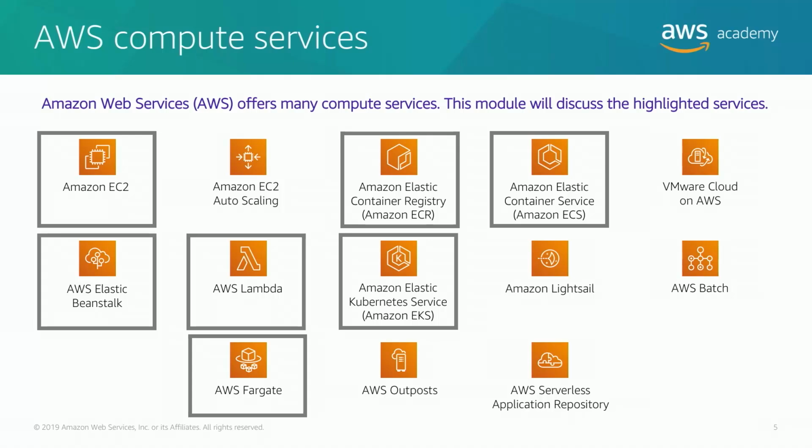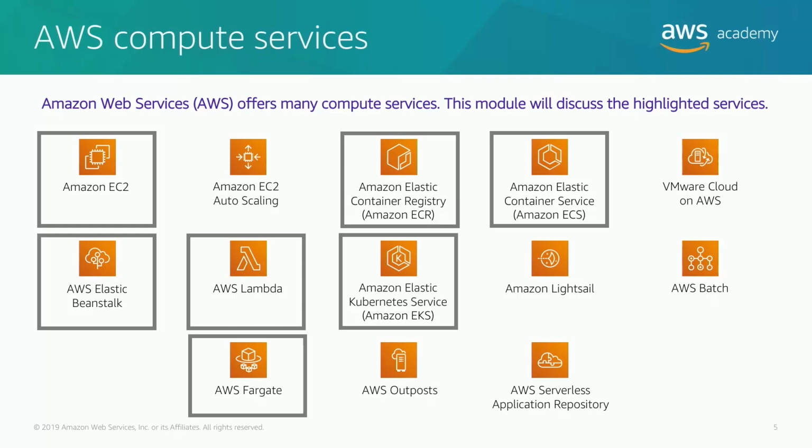Welcome. This video will provide an overview of AWS compute services. AWS offers many compute services, which we cover in this module. Take a moment to review the compute services highlighted. Here's a brief summary of what each compute service offers. Amazon Elastic Compute Cloud, Amazon EC2, provides resizable virtual machines. Amazon EC2 Auto Scaling supports application availability by allowing you to define conditions that will automatically launch or terminate EC2 instances.